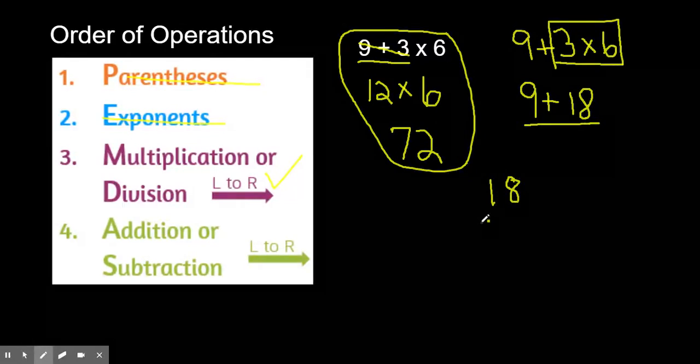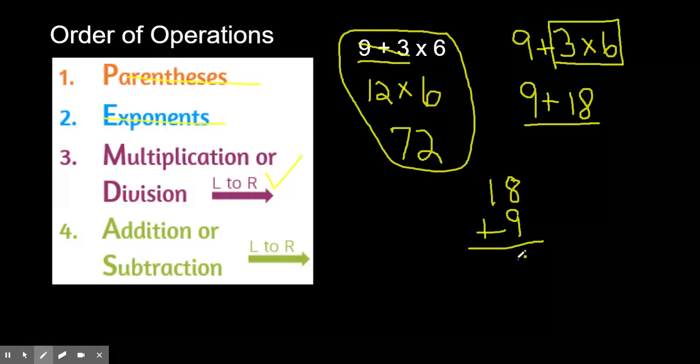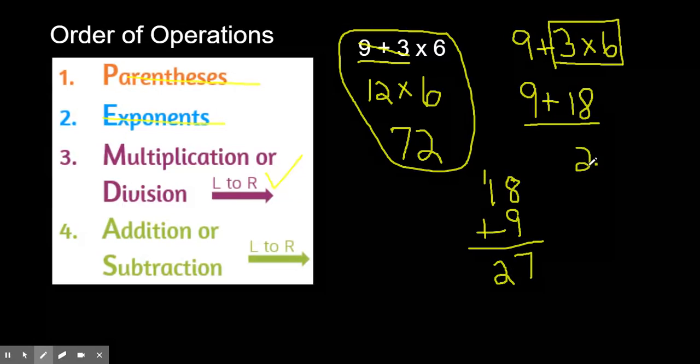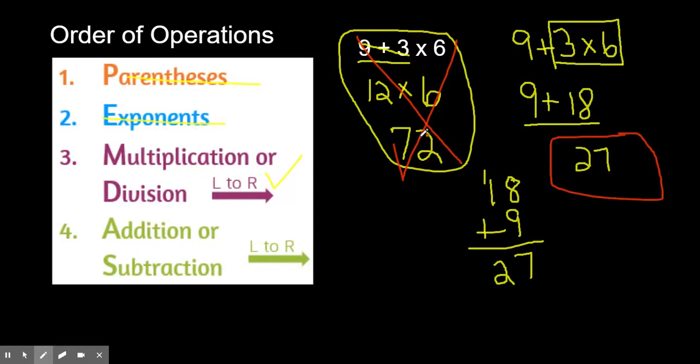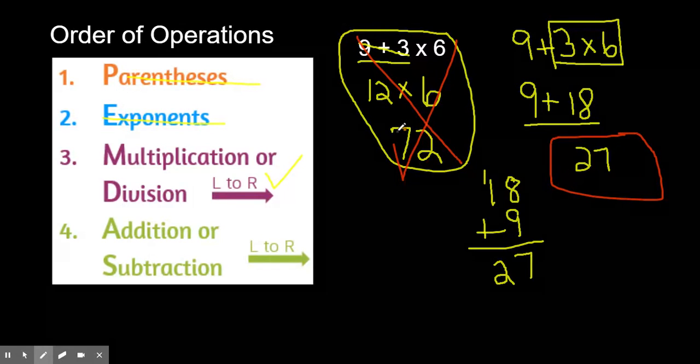So 9 plus 18, I may need to even write it down. Please don't miss a problem on the last step just because you didn't write it down. Sometimes it's going to take some writing down for some of you. 9 plus 8 is 17. Carry my 1. 1 plus 1 is 2. So my actual answer is 27. So looking at this, my answer is 27. It is not 72. But guess what? That's going to be an answer choice if I ever have a multiple choice question test. So please be careful. Make sure that you're asking yourself those questions.